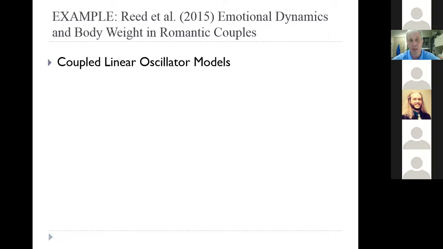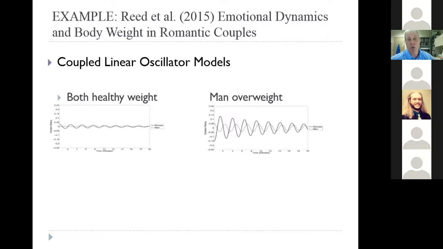And so the dampening would reflect co-regulation, so down-regulating and dampening the emotion. And the increase would reflect sort of co-dysregulation, meaning things are spiraling out of control affectively. And so when both partners were healthy weight, you see that there's a relatively quick synchronization as well as fast dampening of the emotional state.